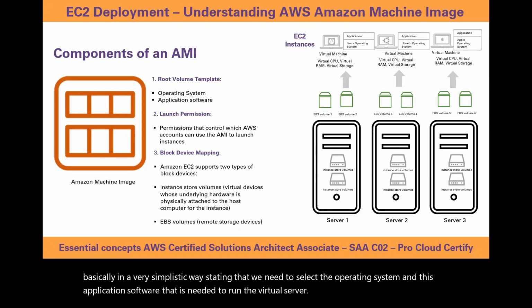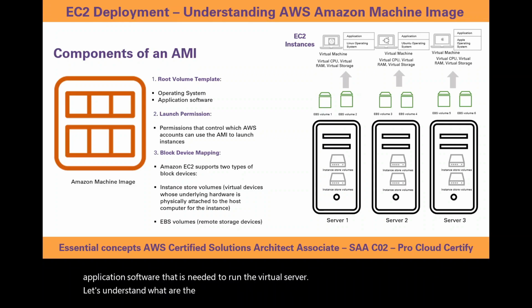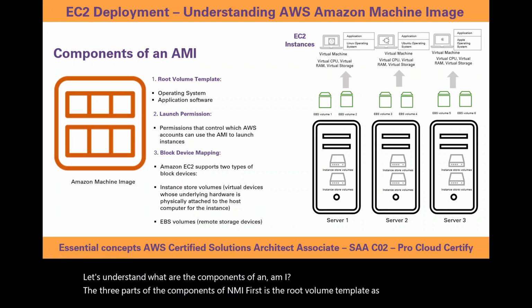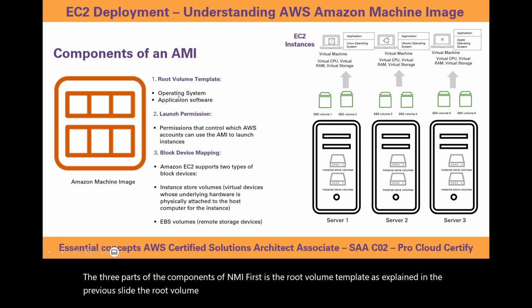Now, let's understand what are the components of an AMI. There are three parts of the components of an AMI. First is the root volume template. As explained in the previous slide, the root volume template refers to the operating system that you select and the application software that you need to run the server.